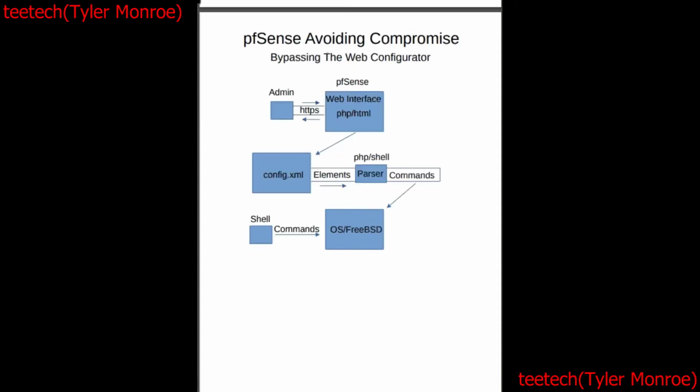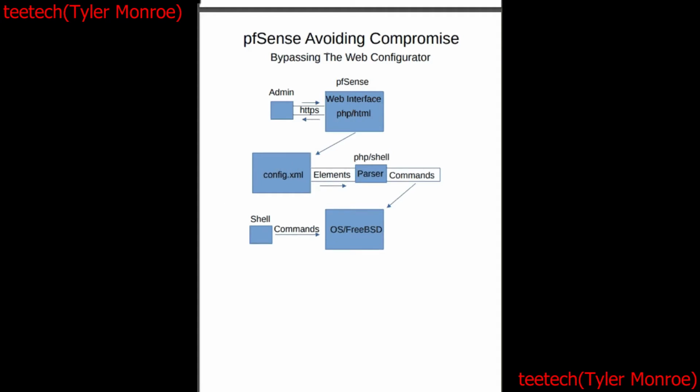Now, what we end up doing is we combine both of these concepts here to create an attack. So what we're doing here is bypassing the web configurator. So we still have the web configurator and we can still put commands in there and everything. But the difference is we have another way to put commands in. We have our shell and we do exactly what we just discussed. The difference is the commands that get executed here and passed to the operating system never hit config.xml.